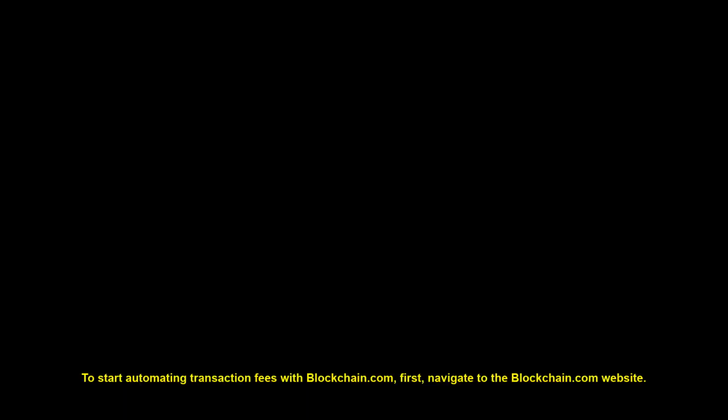To start automating transaction fees with blockchain.com, first, navigate to the blockchain.com website. Log into your existing account or create a new one if you don't have an account yet. Once logged in, locate the wallet section on the dashboard. Next, click on the settings icon typically found in the upper right corner of the wallet interface.